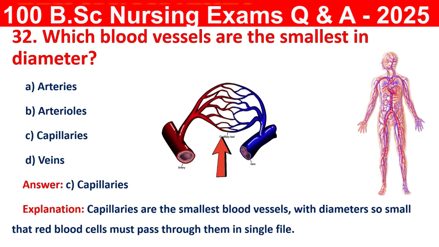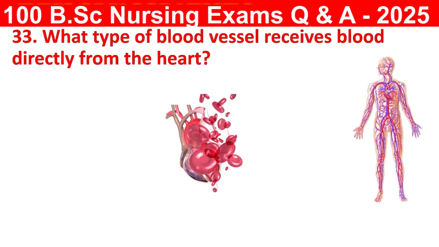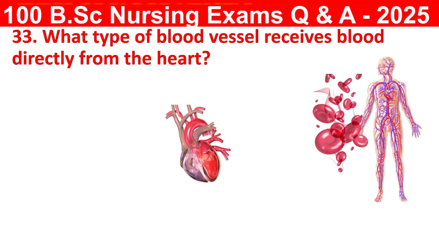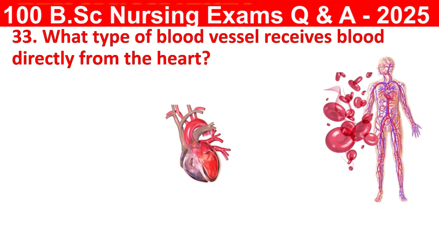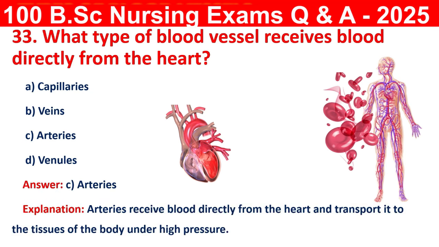Question number 33. What type of blood vessel receives blood directly from the heart? Your options are capillaries, veins, arteries, or venules. The correct answer is C, that is arteries. Arteries receive blood directly from the heart and transport it to the tissues of the body under high pressure.